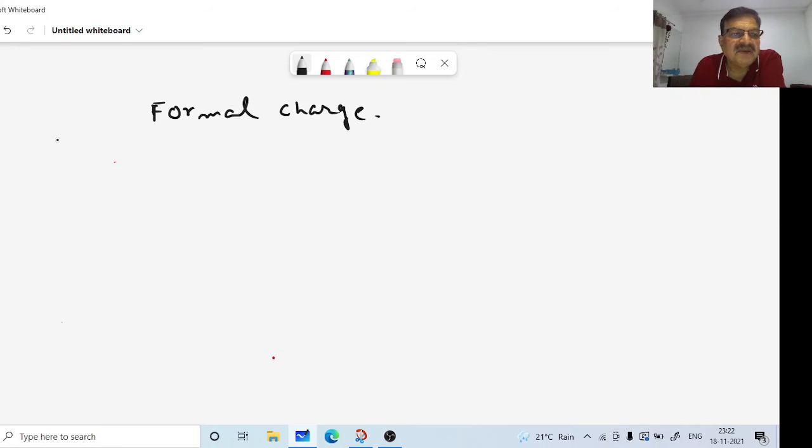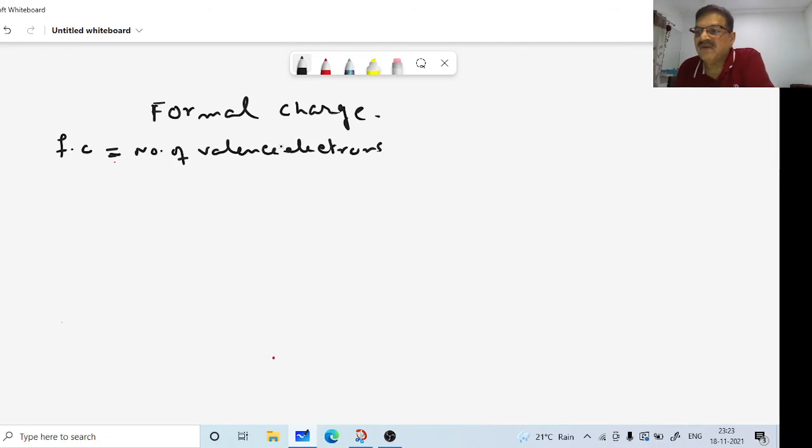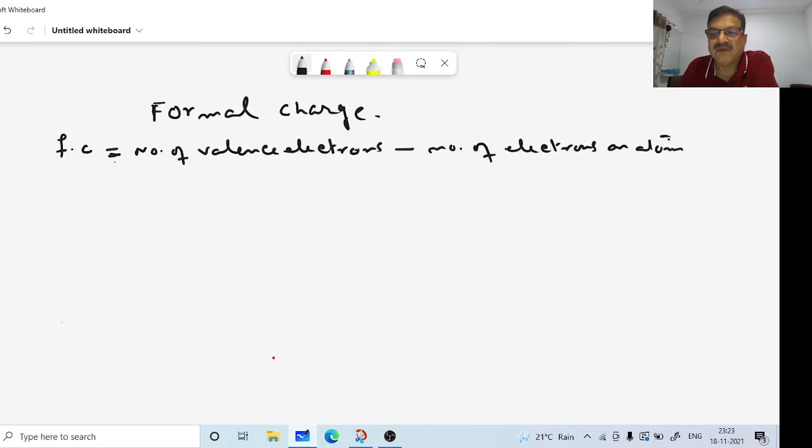Now, formal charge, FC, is equal to the number of valence electrons on an atom, a particular atom, minus the number of electrons an atom owns. This is the word owns.